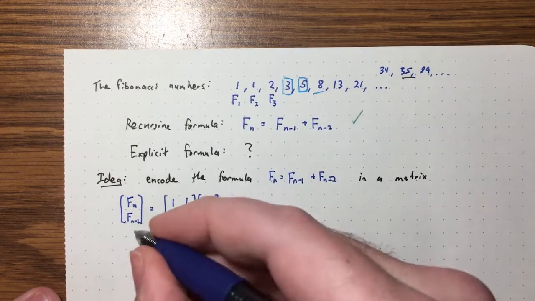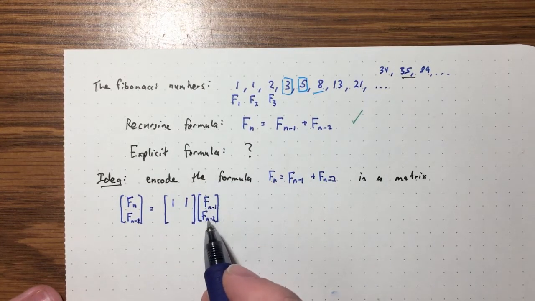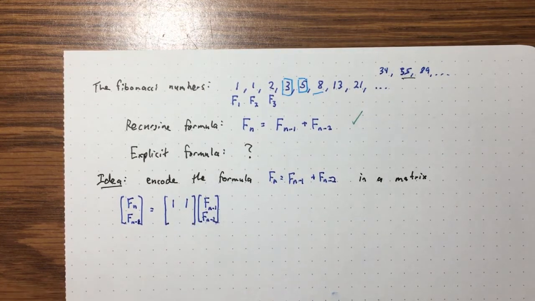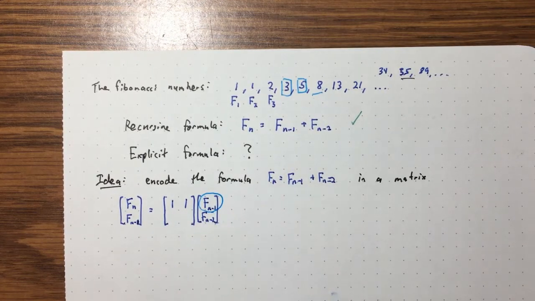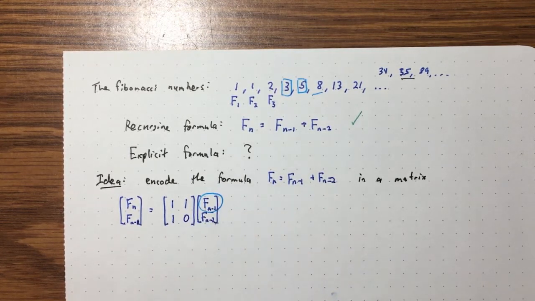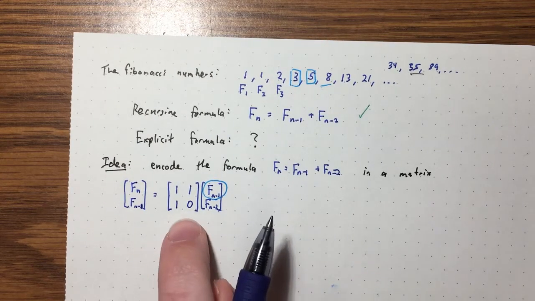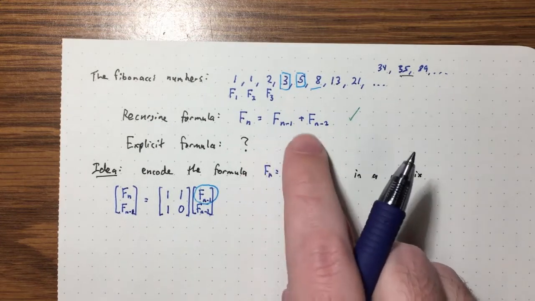And then what about down here? How do I get fn minus 1 from these two? Well, that's kind of a weird question, because it's right there already. So I just want to pick that entry out. I just want a 1 times that plus 0 of this one. Okay, and so this matrix right here, this simple looking matrix, actually encodes this formula.